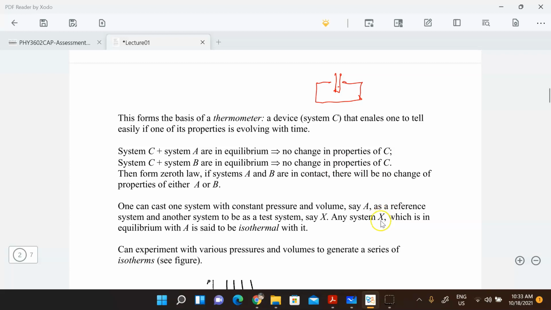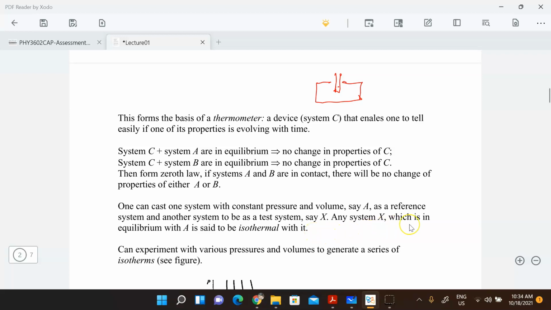So one can start to play around with much more refined experiments, where you do these systems at different pressures and volumes, and you have a reference system, for example system A, and then you bring in another system, system X, as a test system. If system X goes into equilibrium with system A, then we say system X is isothermal with system A.